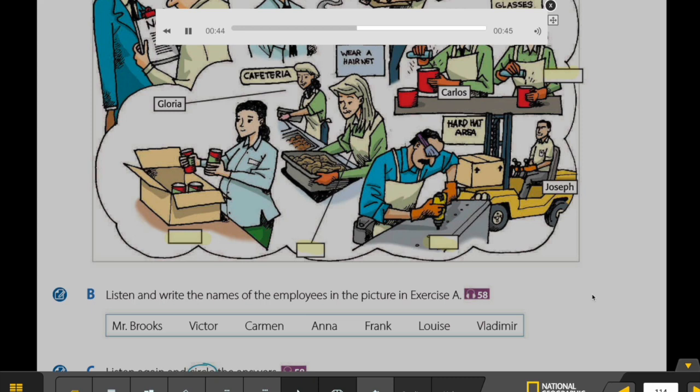Gloria and Anna are working in the cafeteria. Gloria is wearing a hairnet, but Anna isn't. Anna is wearing gloves, but Gloria isn't. Joseph and Frank are working in the hard hat area, but they aren't following the factory safety rules. They aren't wearing their hard hats. Louise is 6 months pregnant and she is still standing. She's tired. She needs to sit down. Carlos and Carmen are working together. Carlos is wearing safety glasses, but Carmen isn't. Finally, the fire door is open. Mr. Brooks looks very upset. He will have to pay a big fine.